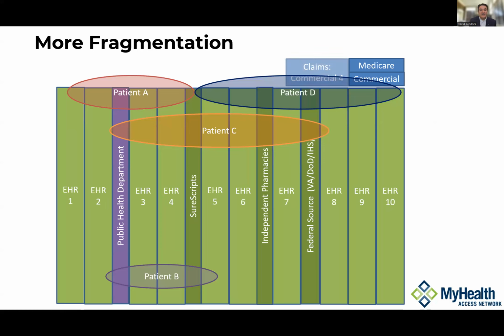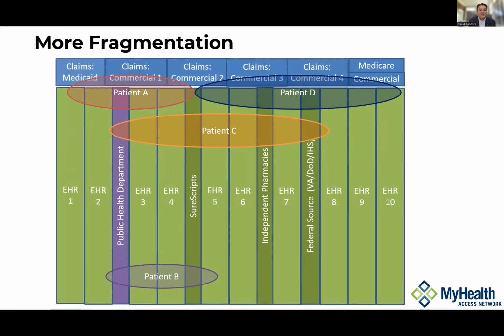Furthermore, even the claims data sets are fragmented. As we know, about 20% of commercially insured individuals change insurance every year, in which they essentially die in one data set and are born again in another data set, which presents its own interoperability challenges that CMS has tried to address with recent policy.